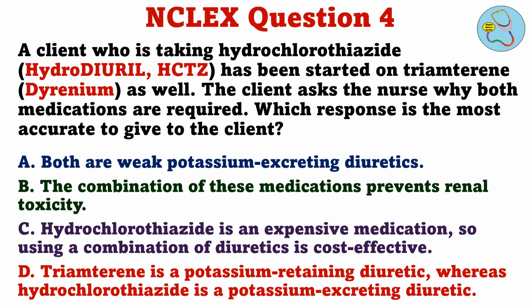A client who is taking hydrochlorothiazide has been started on triamterene as well. The client asks the nurse why both medications are required. Which response is the most accurate to give to the client? A. Both are weak potassium-excreting diuretics. B. The combination of these medications prevents renal toxicity. C. Hydrochlorothiazide is an expensive medication, so using a combination of diuretics is cost-effective. D. Triamterene is a potassium-retaining diuretic, whereas hydrochlorothiazide is a potassium-excreting diuretic.